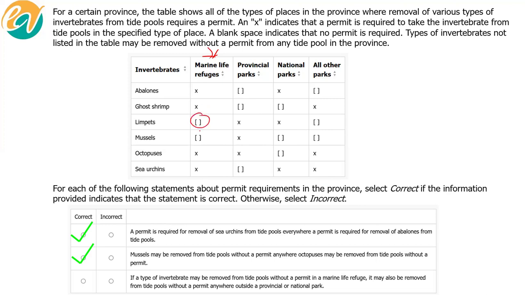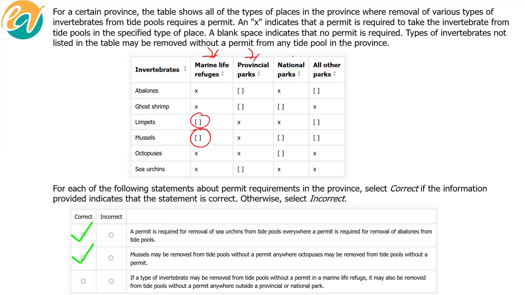Mussels, right? Correct. So what are the types of invertebrate, by the way? Limpets and mussels. Basically, the question is asking now: can limpets and mussels be removed without a permit? Yes. Can limpets and mussels also be removed without a permit from anywhere outside a provincial or national park? What do you think?